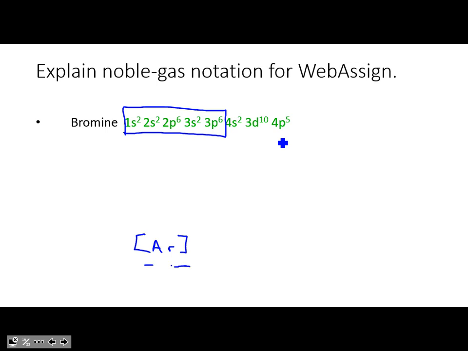So then all I need to do is finish it out: 4s2, 3d10, 4p5. So that is the noble gas configuration, and I have it right there. Put the noble gas before the element in brackets, and then continue on from there.